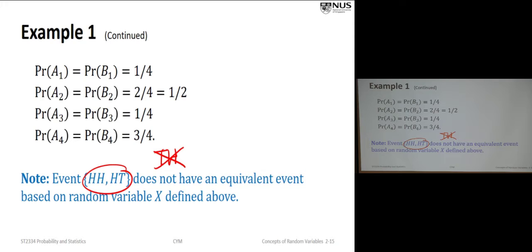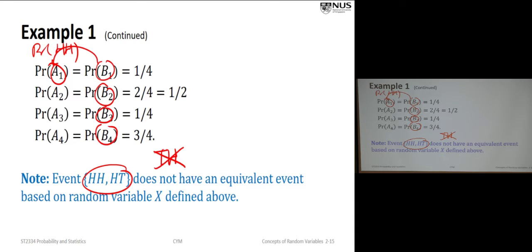So in order to compute these probabilities, you just have to convert it to computing the probability of A1. This is the probability of having a head. In that case, it's one quarter, and so on.